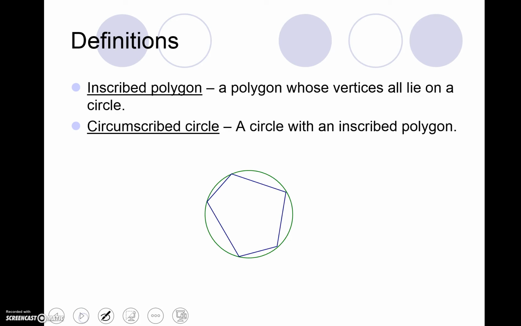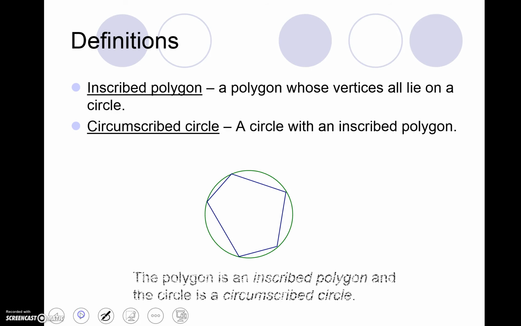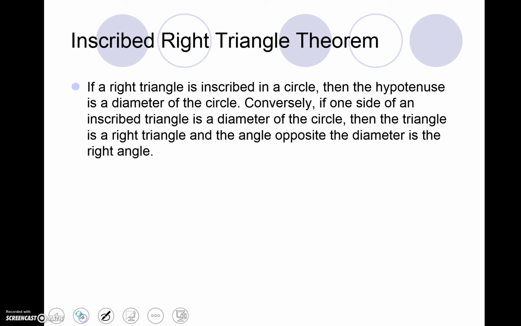So let's take a look at a visual for this. The polygon itself is considered an inscribed polygon, while the circle is a circumscribed circle because it's going along the outside. So when I reference a circumscribed circle, I'm talking about the circle that's going along on the outside.